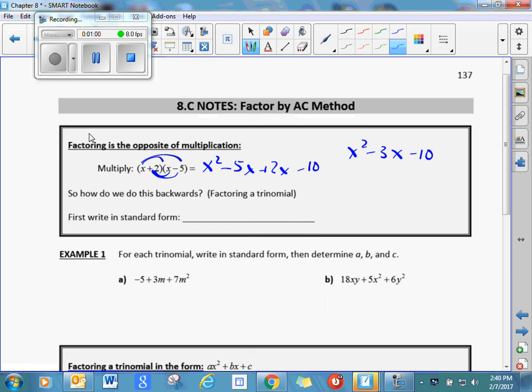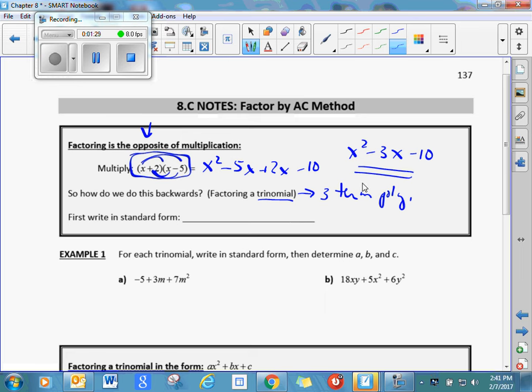We are going to, in this section, go back the other way. We are going to go from this back to this. And there is, of course, a method. So this works when you are factoring a trinomial, a three-term polynomial, called a trinomial. If you have more than 3 terms, then we don't use the AC method.